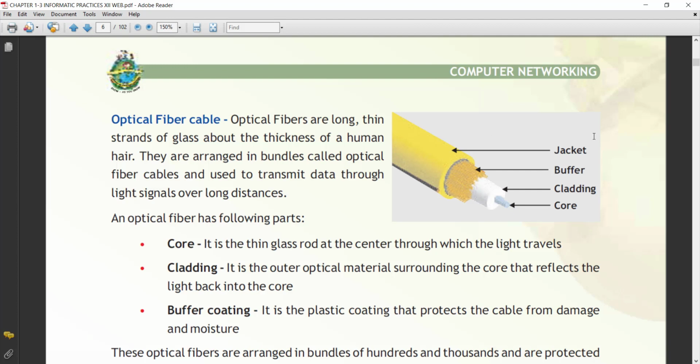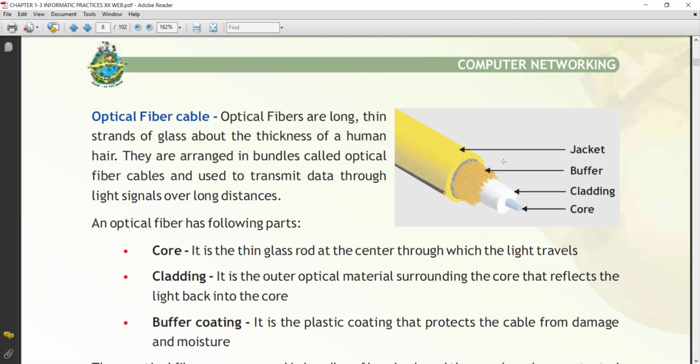So I think you all are able to see, this is the upper cover and this is called the jacket. So this jacket protects the cable from damage. And next is a buffer. This also protects the cable from damage. And next, this is called the cladding.